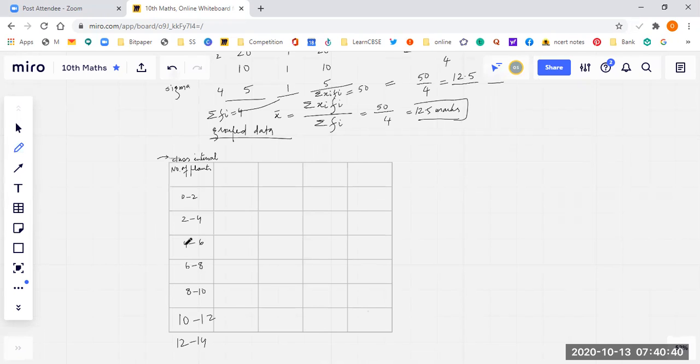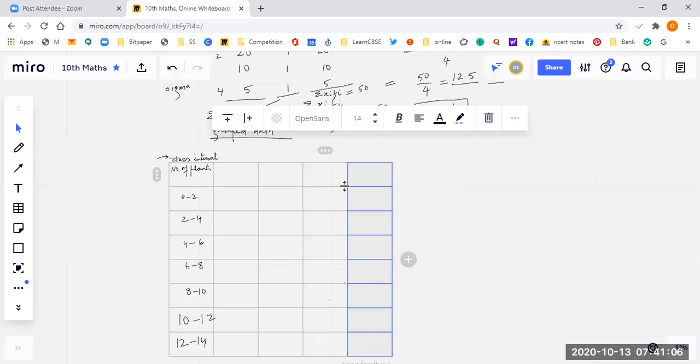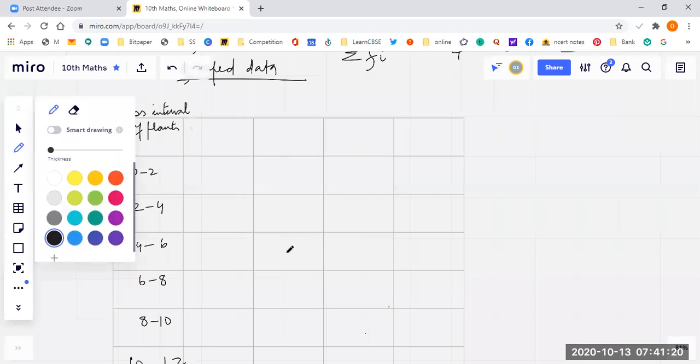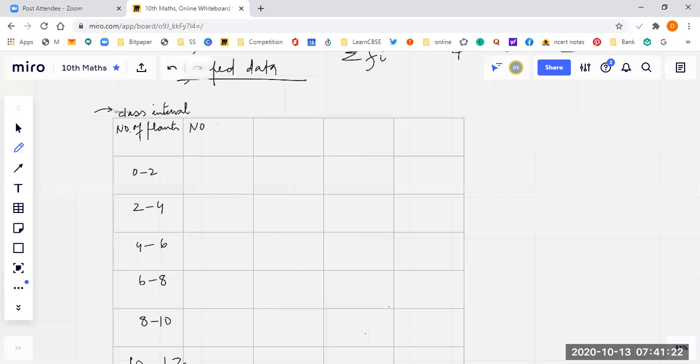Yes, students. So this is the number of plants, and this is the number of houses. It means they want to see how many plants are there in how many houses, right? So this will be the number of houses. This will be my frequency fi, right?